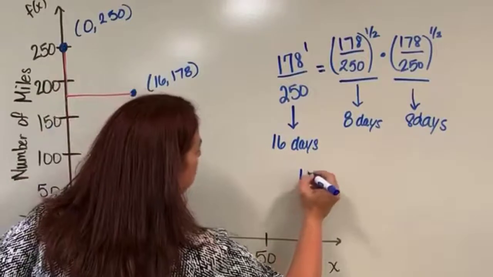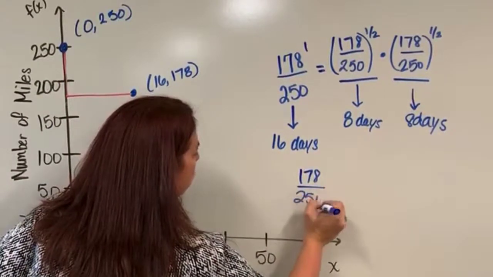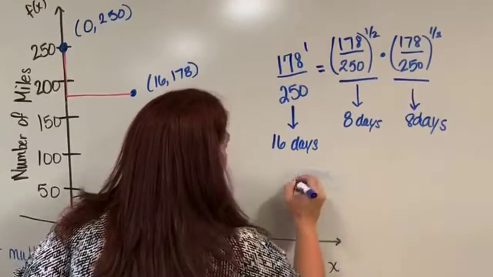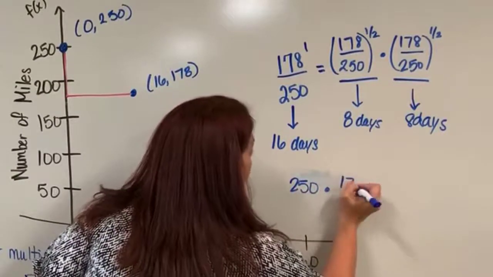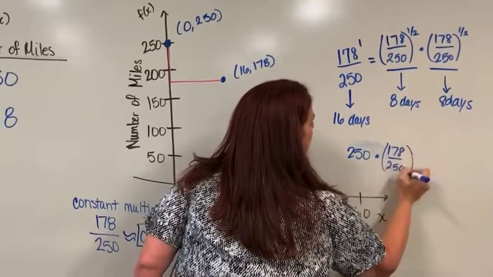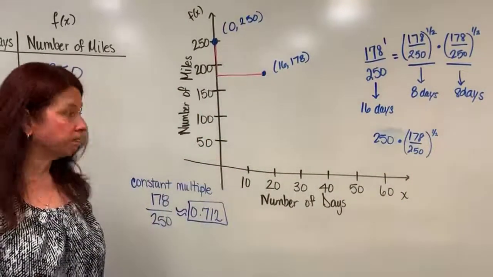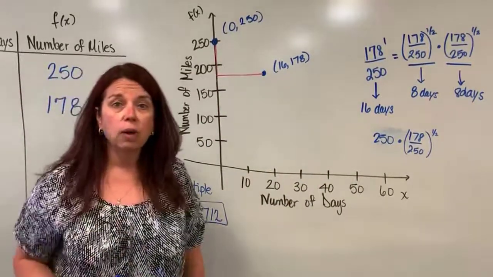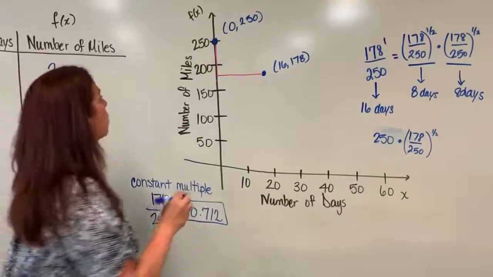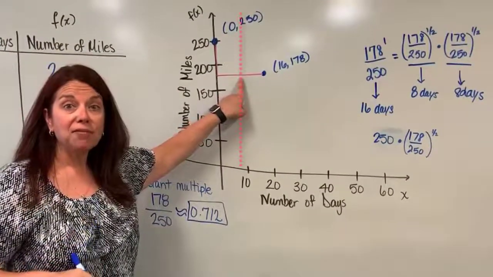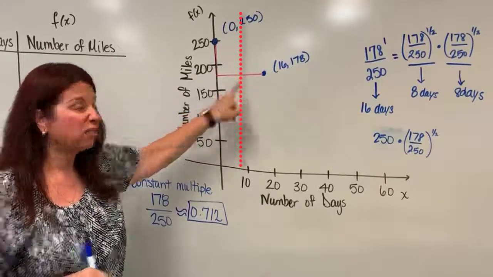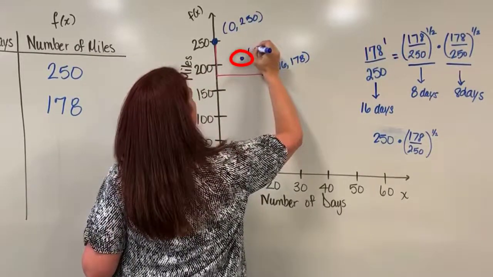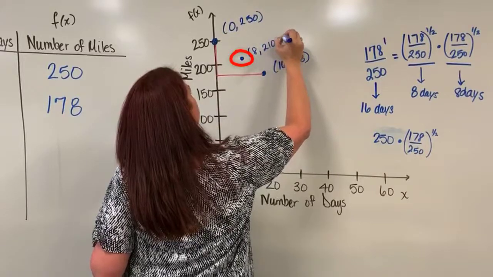So if I do that sort of scratch work right here, 250, my starting amount, times 178 divided by 250 to the 1/2 power, the 8-day factor, okay, times my initial amount here of miles in the car. If I do that multiplication, I get a new output value. And that new output value is going to be, at 8 days, exactly 210.75. Let's say right about there. So after 8 days, 210.75.